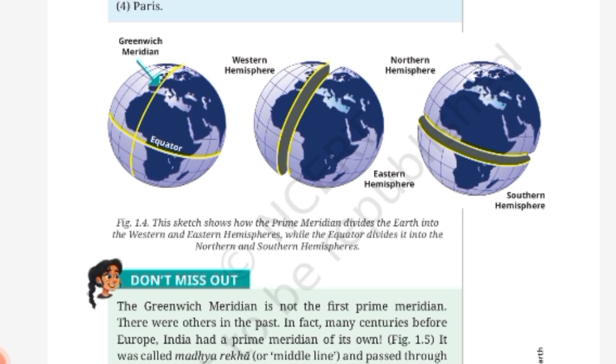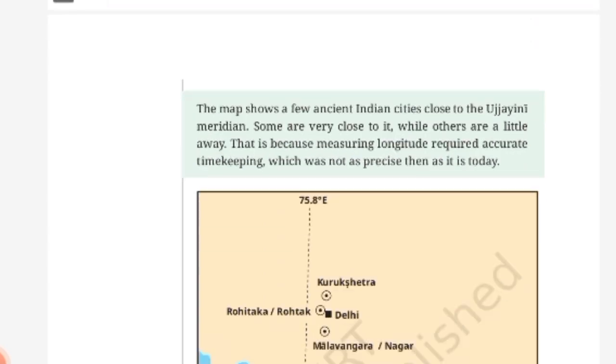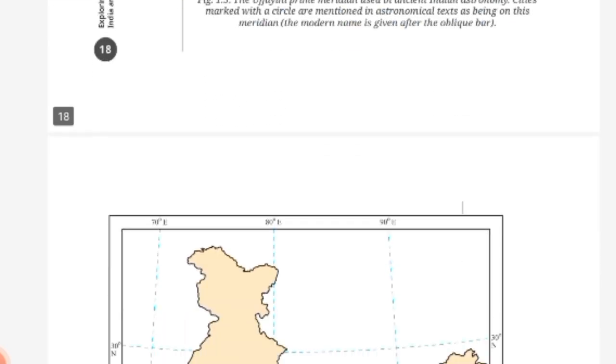So this line passing through the equator is the Greenwich meridian, and when we divide the earth into half in a longitude position, we will have western hemisphere, and if we divide in a latitude, it will be northern hemisphere.